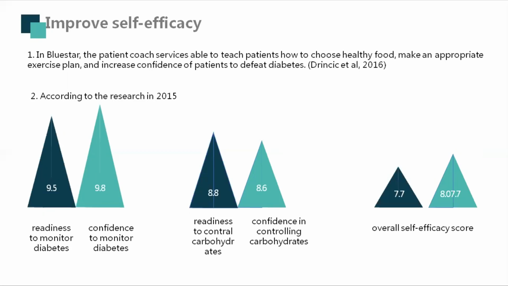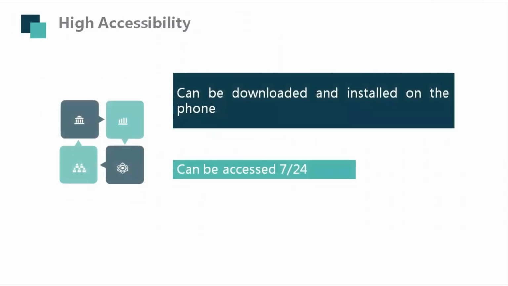And the overall rating of the people who use Bluestar in their self-efficacy is 8.0, and it increased from 7.7 in 1 year from people without using Bluestar. So on the foundation of such data and research, the directly positive impact of using Bluestar on self-efficacy can be proved. And the third advantage of the Bluestar is high accessibility.